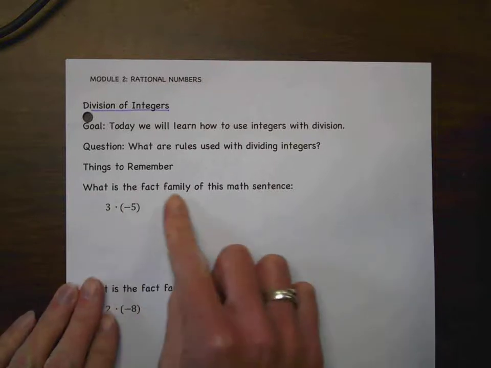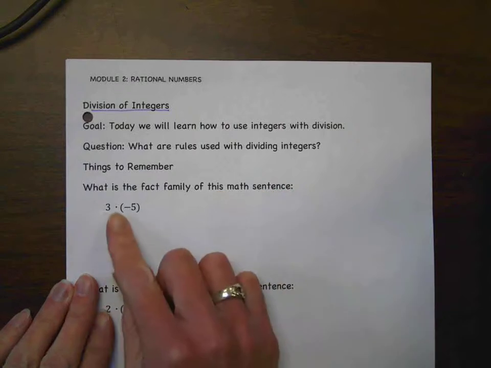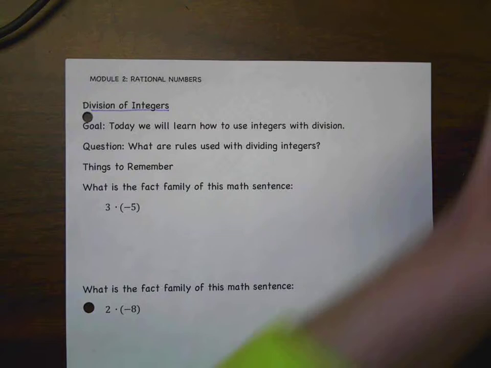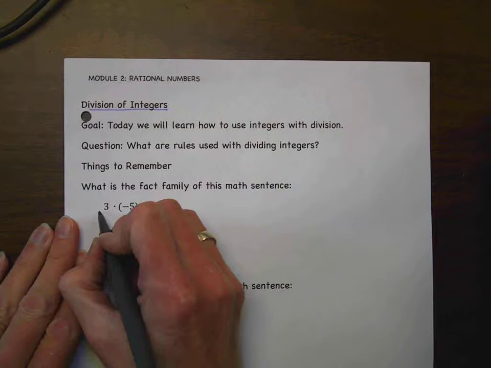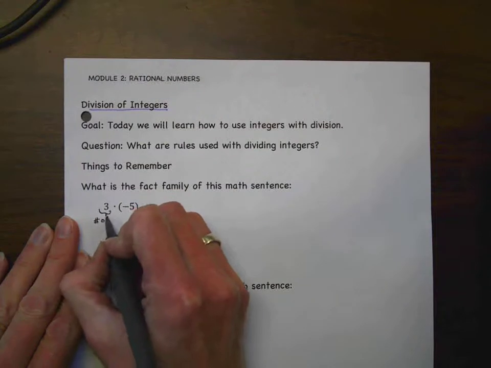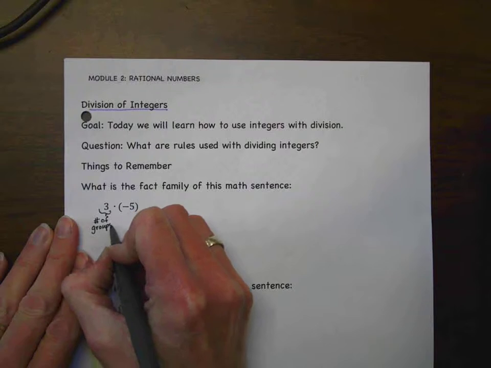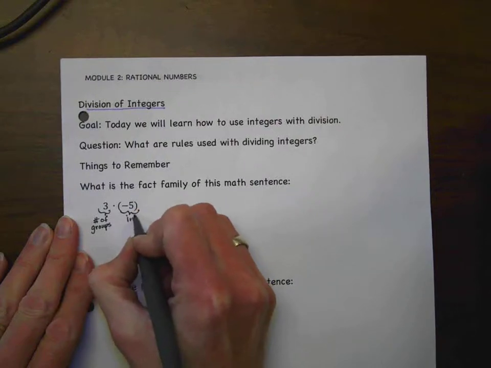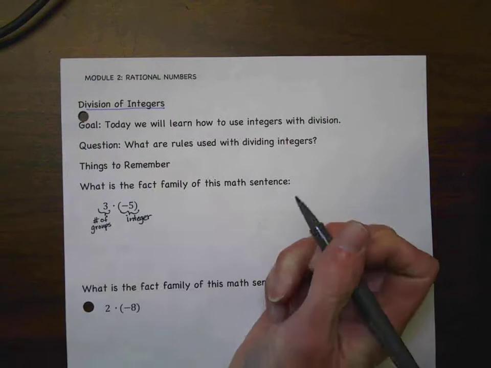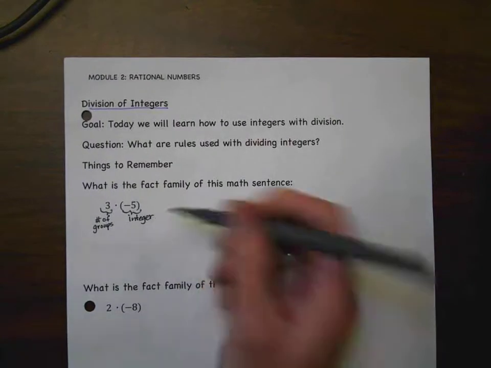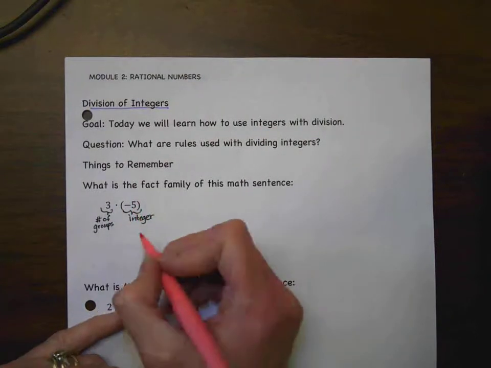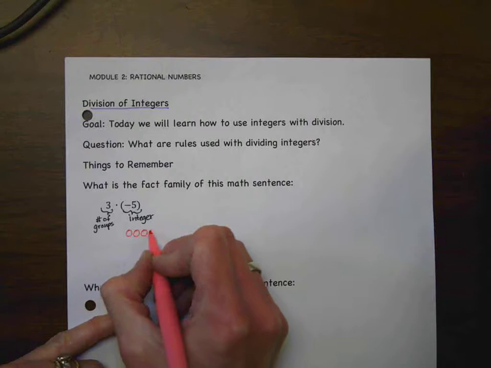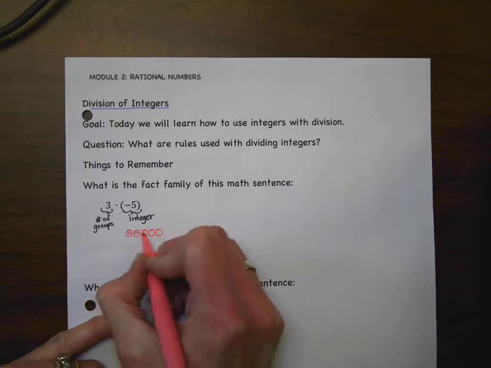So if we look at this one, what is the fact family of this math sentence? 3 times negative 5. So if we're going along with what we learned in our lesson last time, this right here means number of groups, right? And this one over here means the integer being used, right? And the other thing that I want you to remember is that when you solve this, there's another number that shows up. So basically this problem is saying that I have 3 groups of negative 5. So that means that I have 1, 2, 3, 4, 5, and they're all negative.